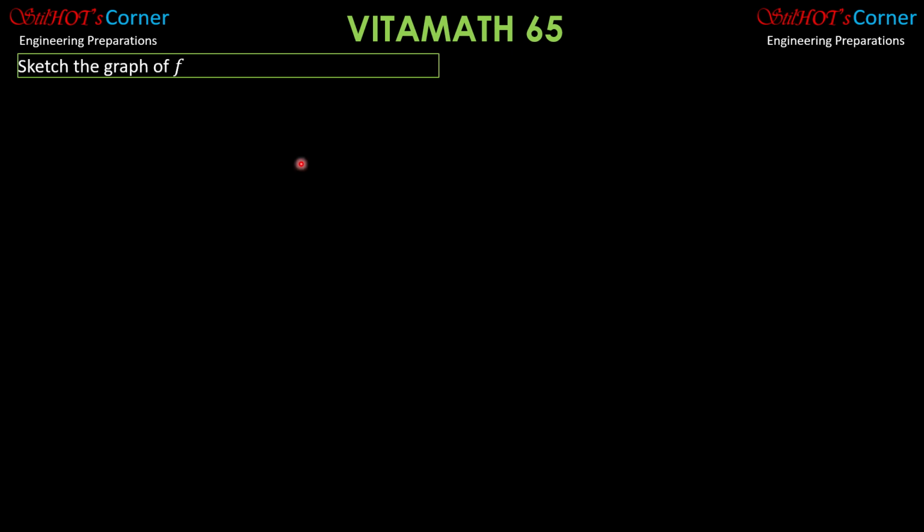So here is Vitamath 65 about sketching curves. Sketch the graph of f of x equals absolute value of x squared minus 4 times absolute value of x, plus 3.